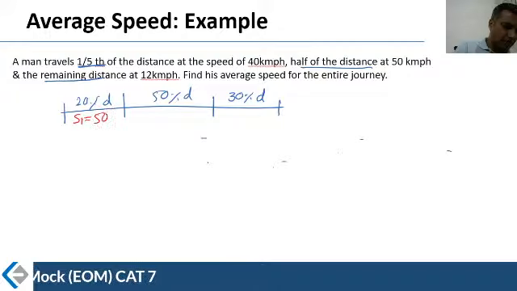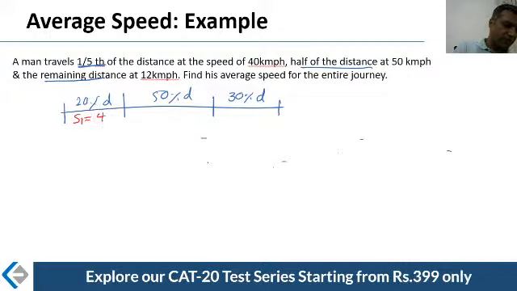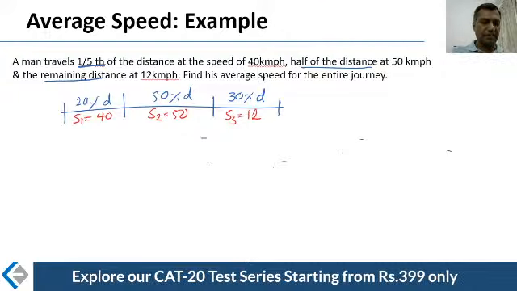Speed of the first leg is 40 kilometers per hour. Second leg of the journey is 50 kilometers per hour. The third leg of the journey is 12 kilometers per hour. That's given. So therefore, he's asking me the average speed. I just need the times now.